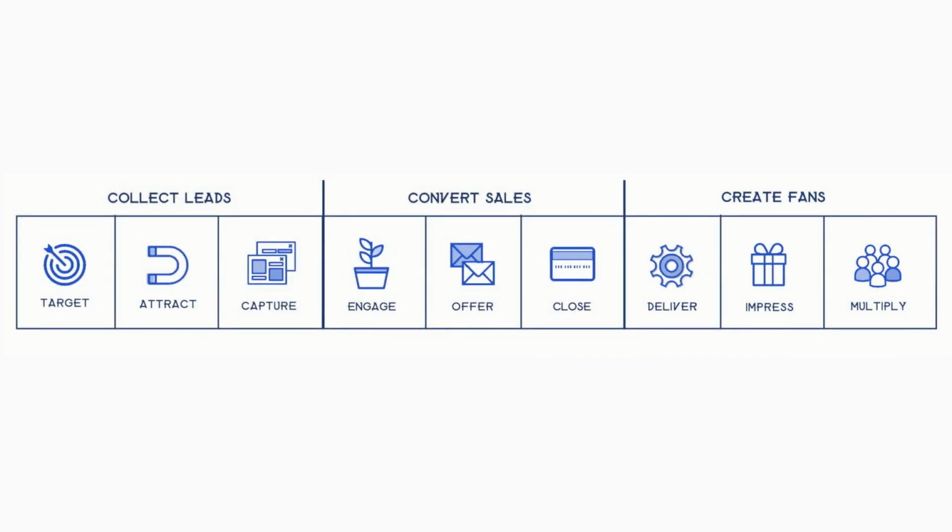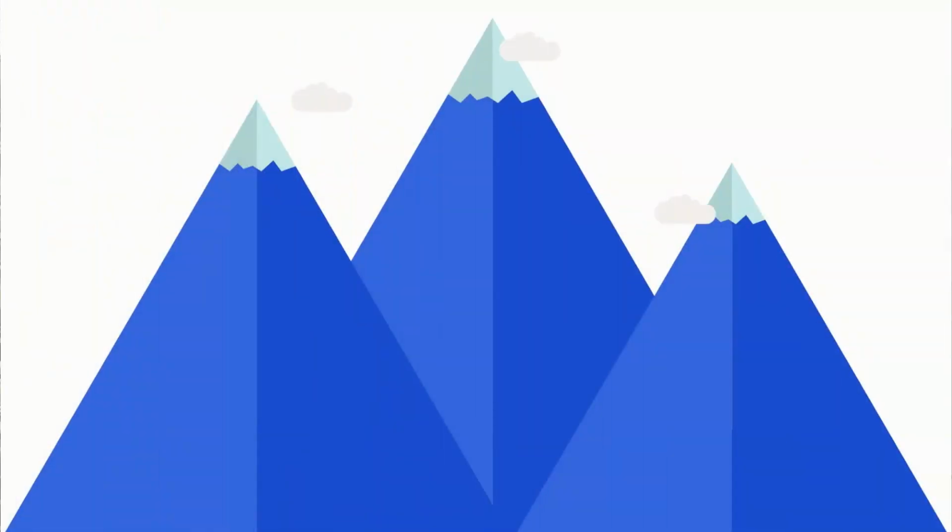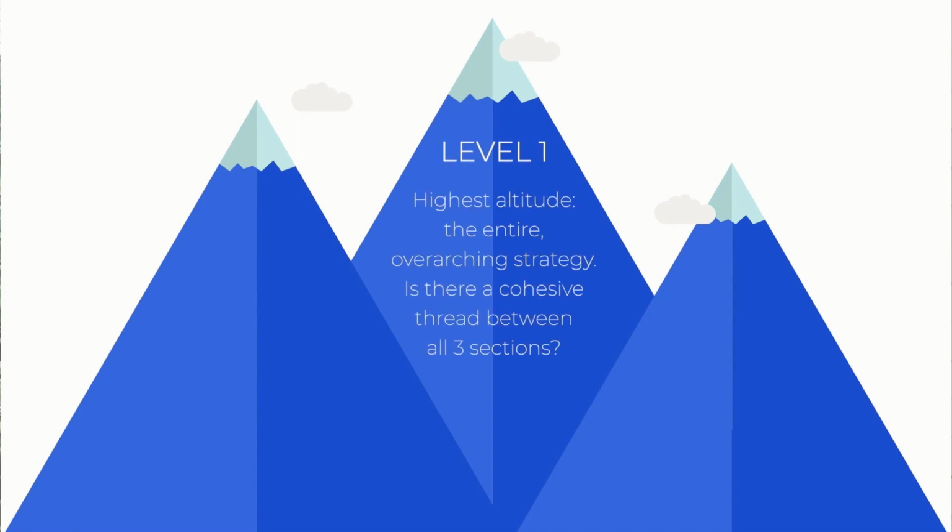And the first thing I want to point out about the structure of this framework is there's sort of 3 altitudes that you can use to analyze your business. So at a super high level, you can talk about it as an entire overarching strategy. Do we have a cohesive thread throughout our lifecycle marketing strategy? Is there something that ties these stages and these high-level sections together?